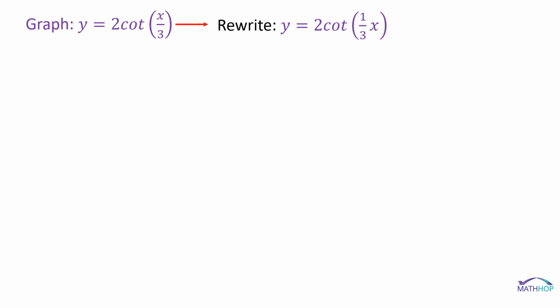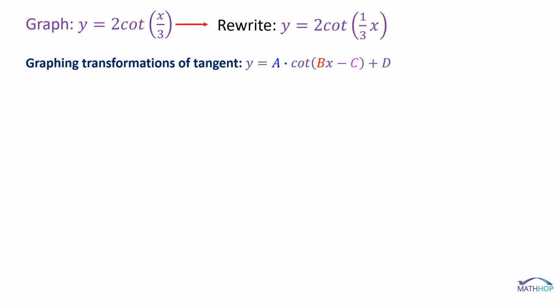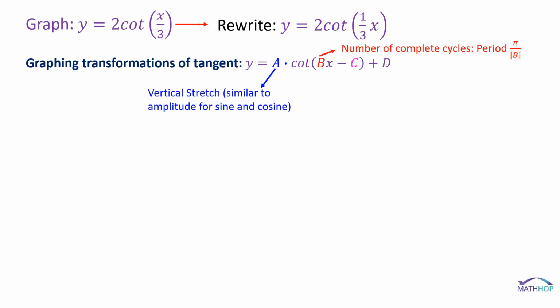So let's use our equation: a times cotangent of bx minus c, plus d. What values do we have? We have a vertical stretch of 2, so we have an a, and we have a b of 1/3. This tells me I'm only seeing 1/3 of the cotangent graph where I used to see a full one. A is our vertical stretch, similar but not really the amplitude. B is the number of complete cycles. We're seeing less than 1, we're seeing 1/3 of a cycle, so our period is going to be changed. We're going to do pi divided by 1/3 to figure out what that period is.